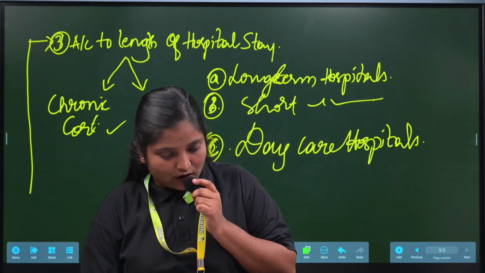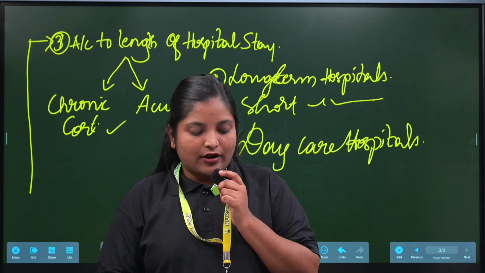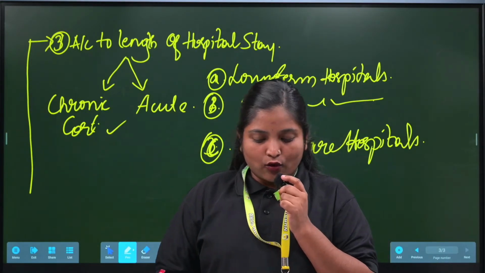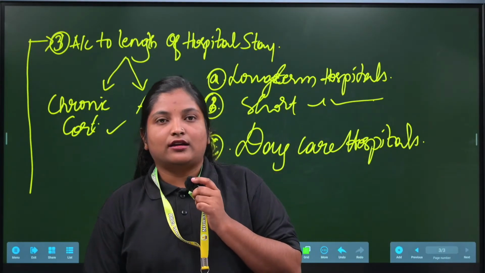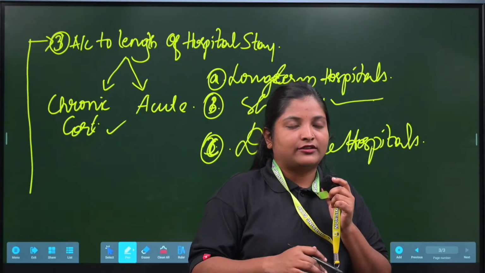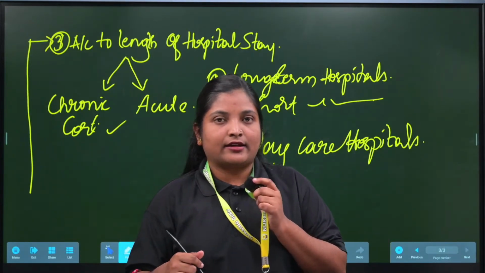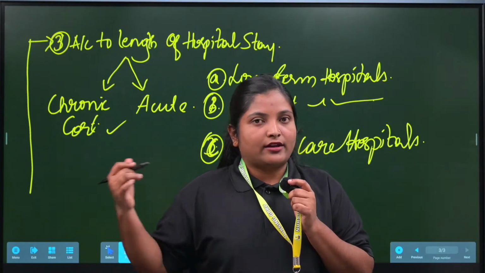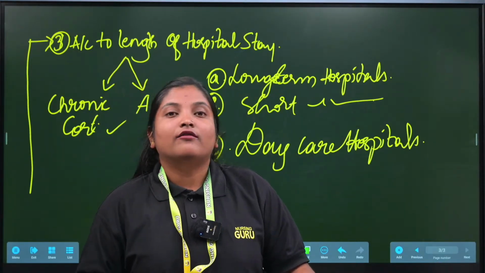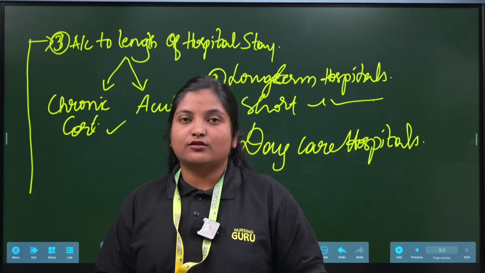Next one is daycare hospital. Daycare hospitals are those where patients stay from morning to evening, as a member of the family may not be at home to take care of the sick. So they can stay from morning to evening, and after that they can go to their home, because if there is no caretaker at home, they can come and stay and go. Okay, so that kind of hospitals also are available under the length of stay.